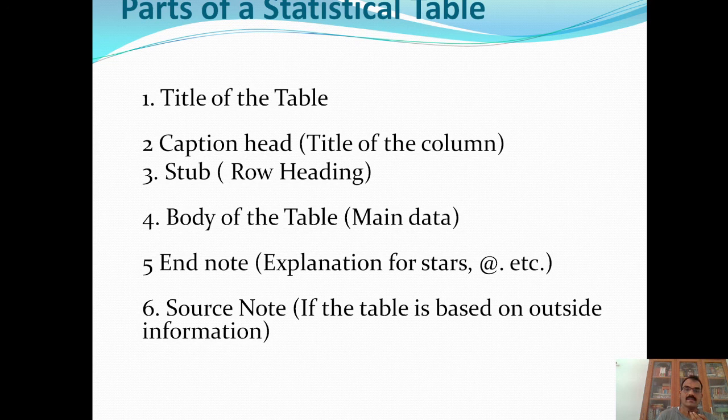Endnotes. Just below the table, the explanation for stars, at the rate, etc. will be given. Such a note is called an endnote. Then source notes. If the table is prepared based on data taken from outside sources, from periodicals or bulletins or the like, then we should give the source from where the table is taken. That is called a source note.